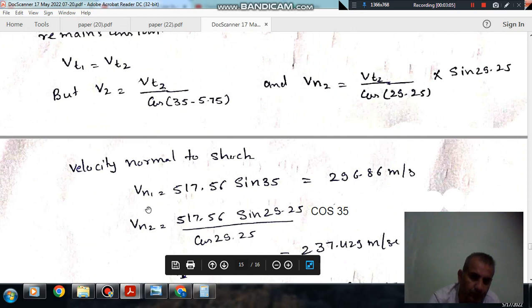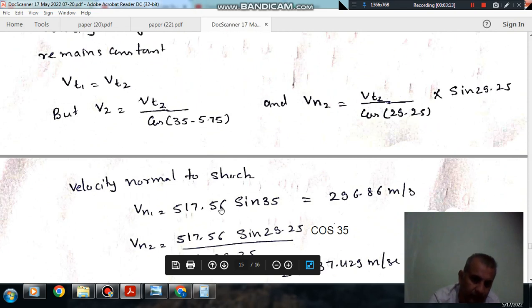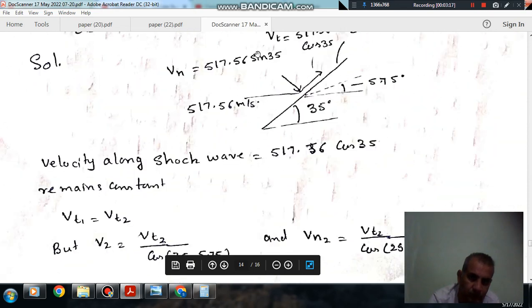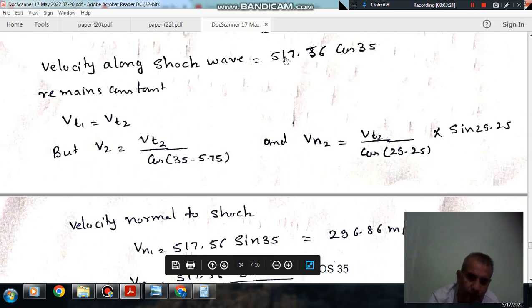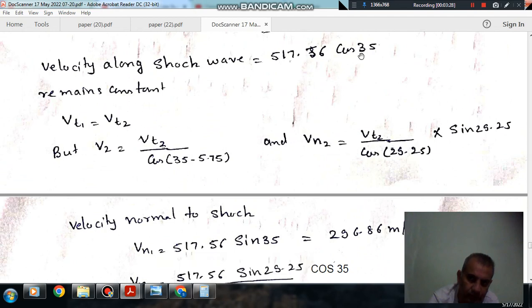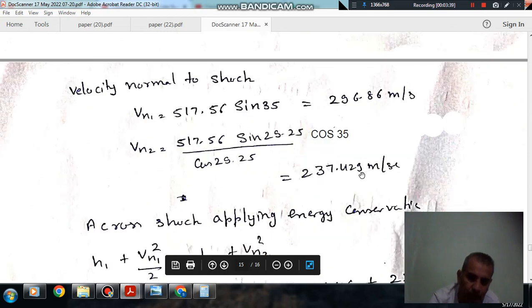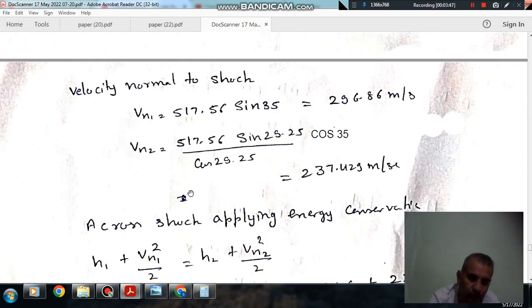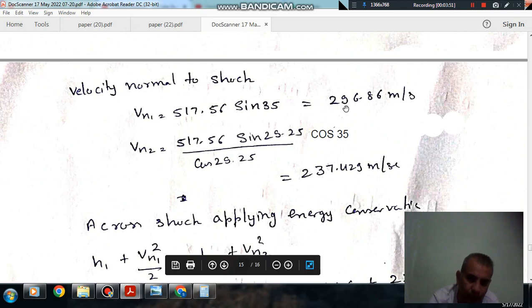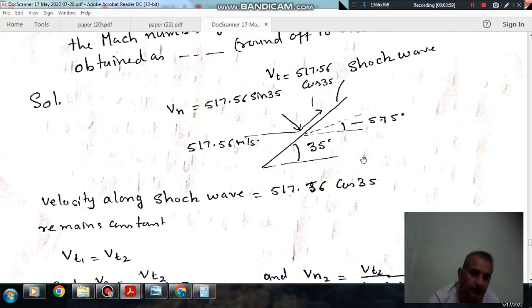Okay, putting in the values, we have Vn1 as 517.56 sin 35, and this comes out as 296.86. And Vn2, with Vt2 being 517.56 cos 35, putting the value here, sin 29.25 by cos 29.25, will be 237.429 meters per second. So the velocity normal to the shock wave after the shock will be 237.429, and before the shock it is 296.86 meters per second.